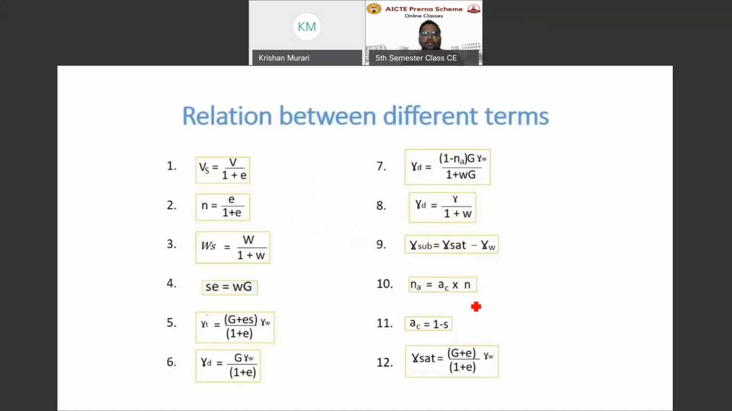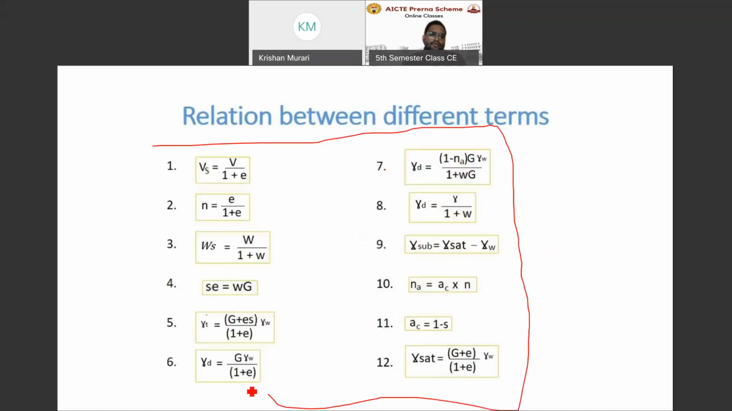These are some important relationships also. Now the relationships between these formulas are to be derived here, because from the point of view of the numericals in the GATE examination, these formulas are very important. And these formulas play an important role in numerical problems.